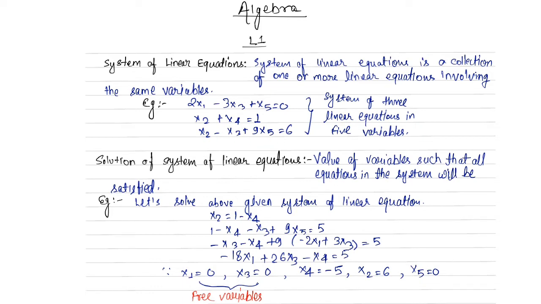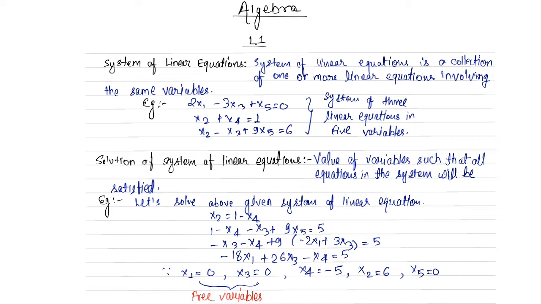Here we can see that the coefficient of x1 is 2, the coefficient of x2 is 0, the coefficient of x3 is minus 3, the coefficient of x5 is 1, and the coefficient of x4 is 0. If the term of x4 is not there, it means the coefficient of x4 is 0. The right-hand side, the term after the equal sign, is the constant.